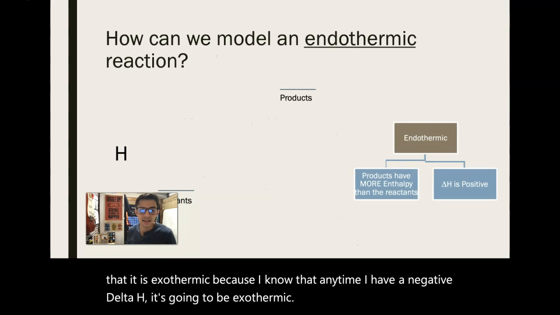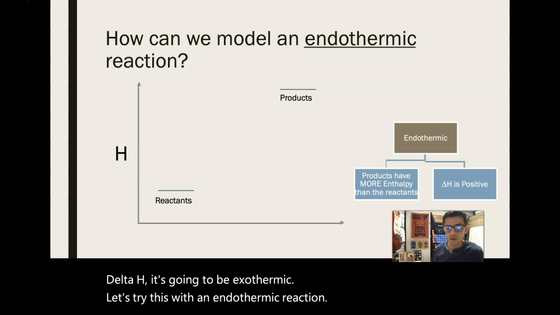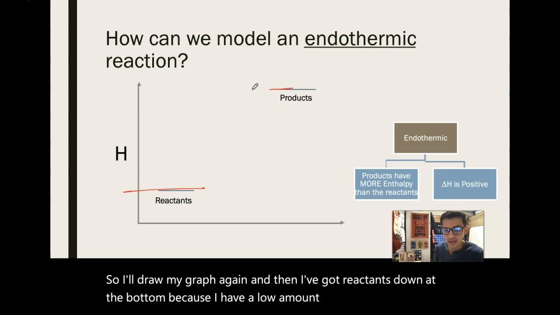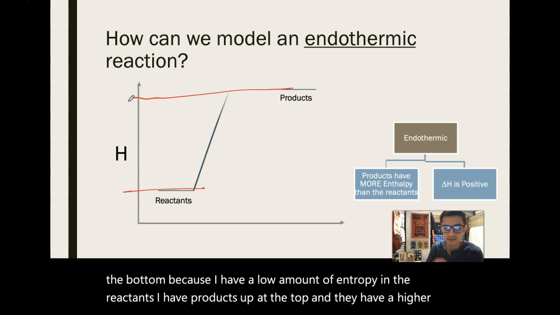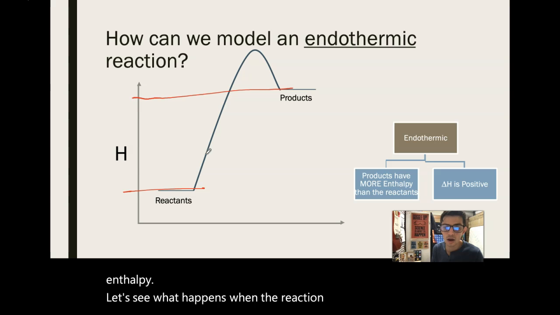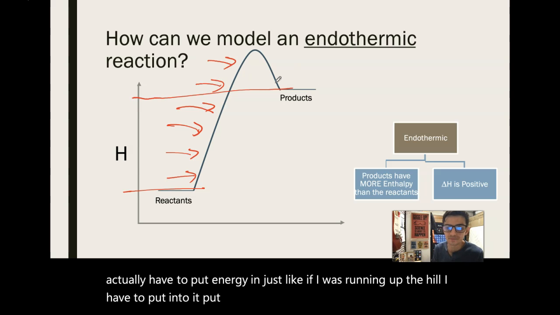Let's try this with an endothermic reaction. So I'll draw my graph again, and then I've got reactants down at the bottom because I have a low amount of enthalpy in the reactants. I have products up at the top, they have a higher enthalpy. Let's see what happens when the reaction occurs. I go up the hill. I actually have to put energy in, just like if I was running up a hill, I have to put in energy in order to do that. And then eventually I'll make my products.